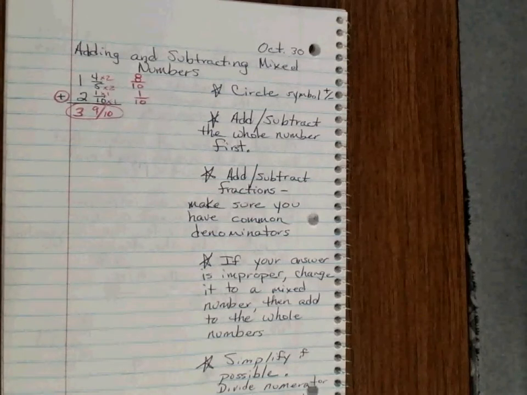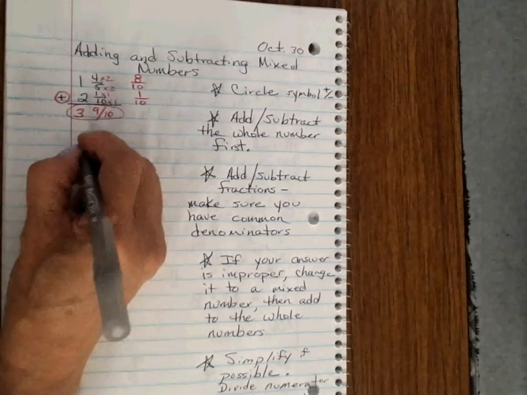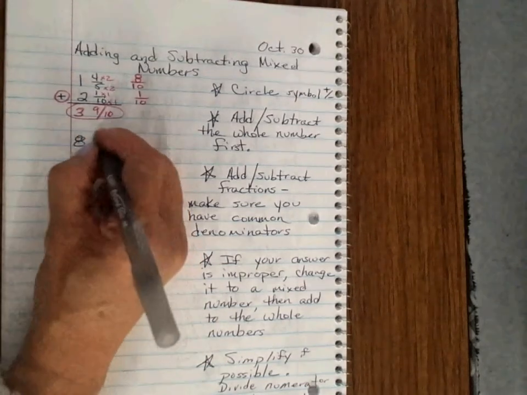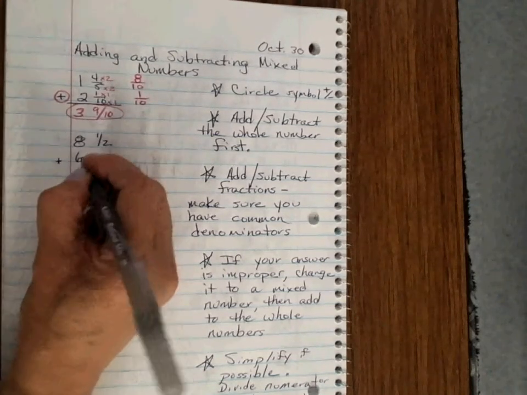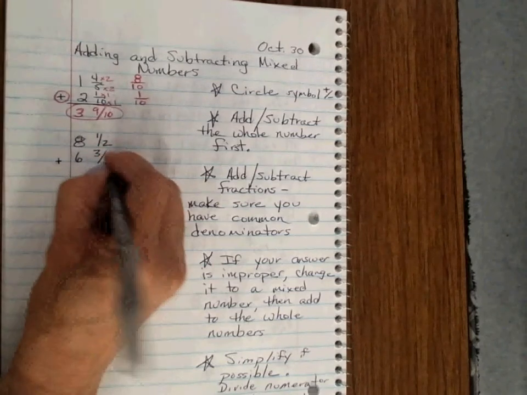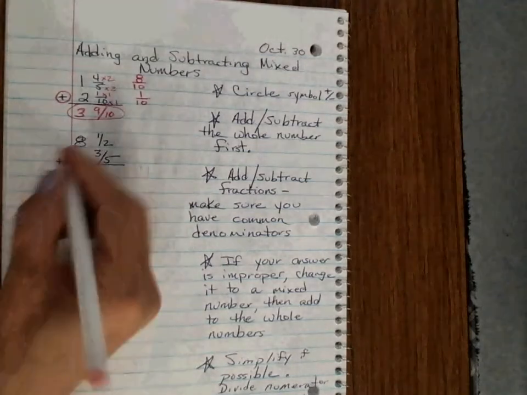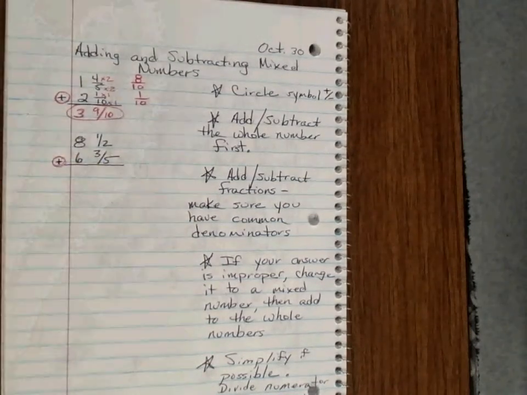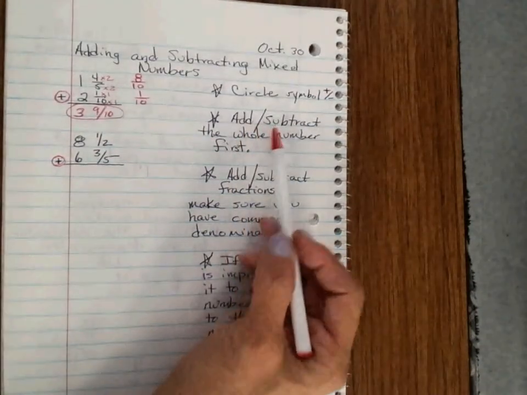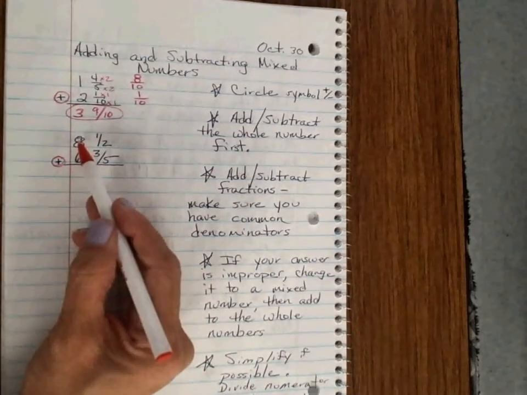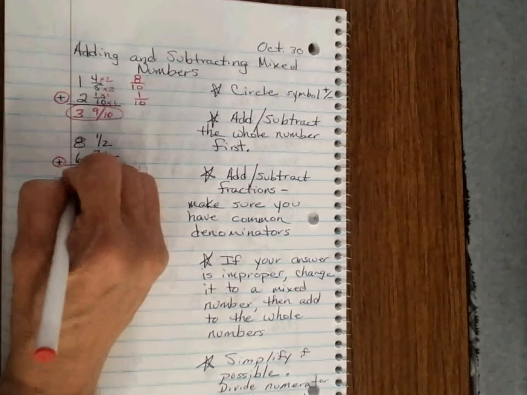So let's take a look at a problem where our answer is going to be improper, okay? So let's say I have 8 1/2 plus 6 3/5. Okay? Now I told you the first thing to do is to circle your sign. Second thing is add or subtract the whole number first. Well, in this case, we're adding. 8 plus 6 is 14.